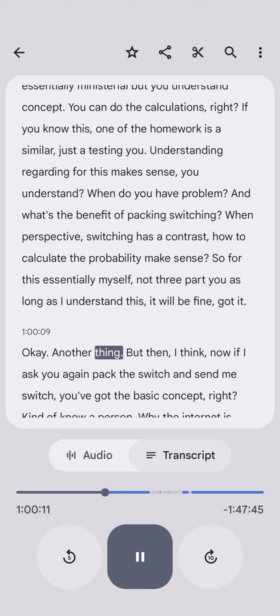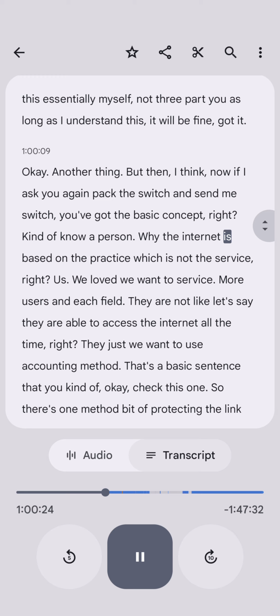Okay. Another quick one. Now, if I ask you again about packet switching and circuit switching, you have the basic concept now, right? You kind of appreciate why the internet is based on packet switching, not circuit switching, right? Because we want to service more users. And each user is not saying, I want to access the internet all the time, right? We want to use it on demand. Make sense? That's basically circuit switching kind of.